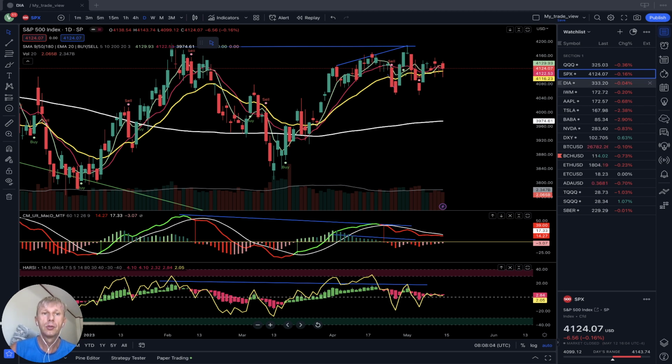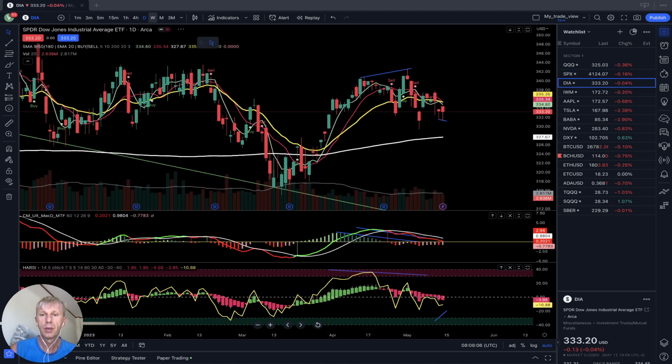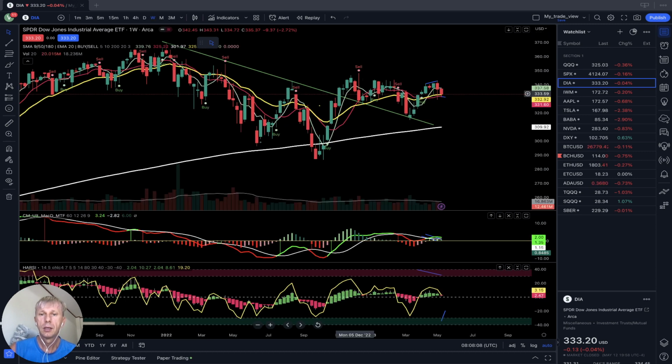Let's move to Dow Jones. Dow Jones weekly, similar story. It is still positive. Look at that. MA5 is still above all moving averages. Still positive. MACD still green, bullish. Heikin-Ashi is already red, but generally it's still positive, still bullish.